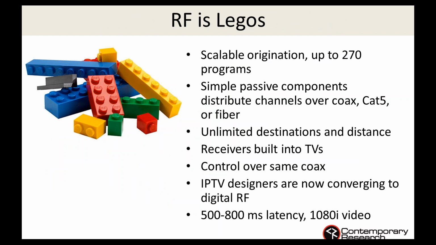RF, in comparison, is Legos. You can exhale. It's very powerful. I can start with 1 or 2 channels, carrying, like in a church, SDI video and maybe digital signage. But I can go up to 135 channels, and each one can carry 2 programs. So you can go up to 270 programs in the system. I haven't seen one that big, but that's how powerful coax is.